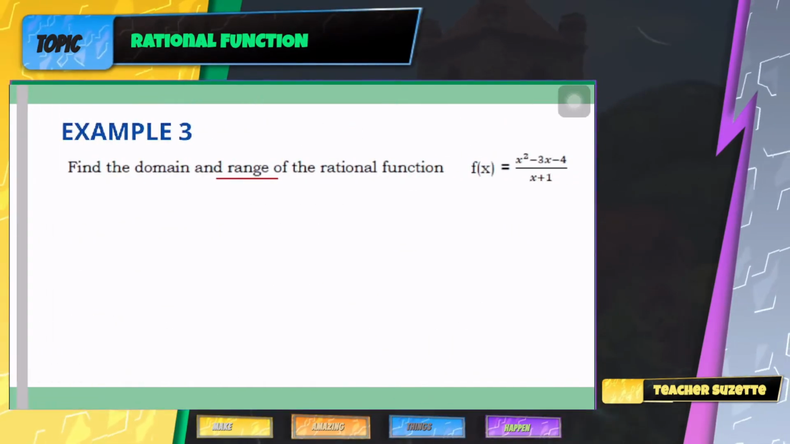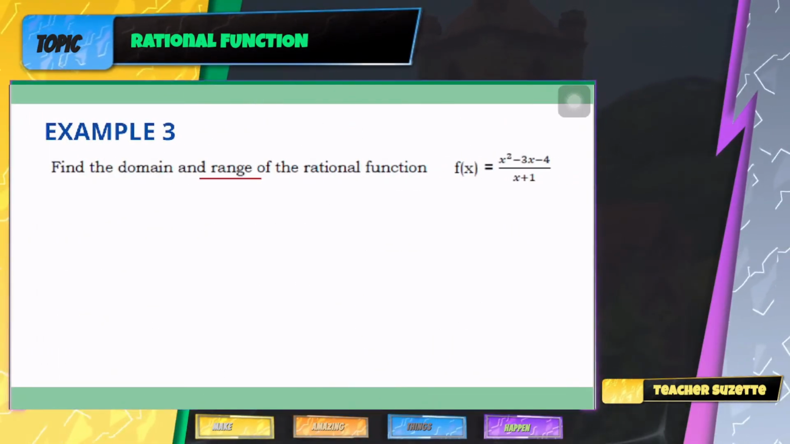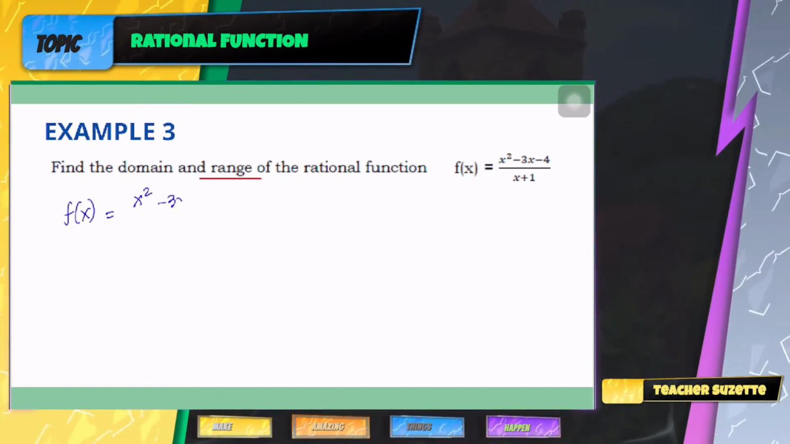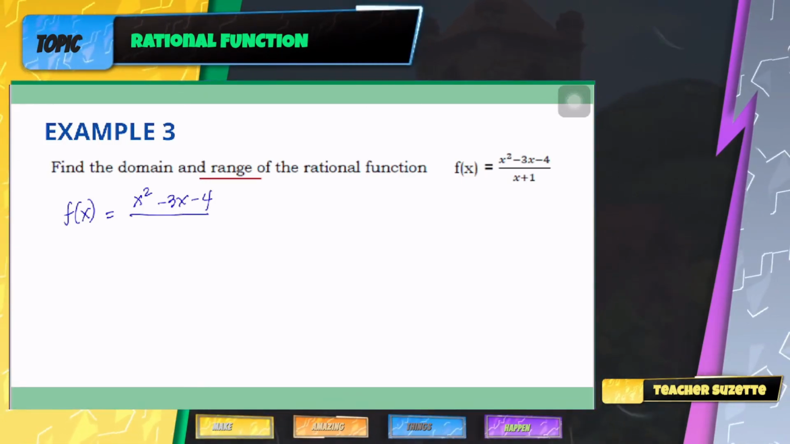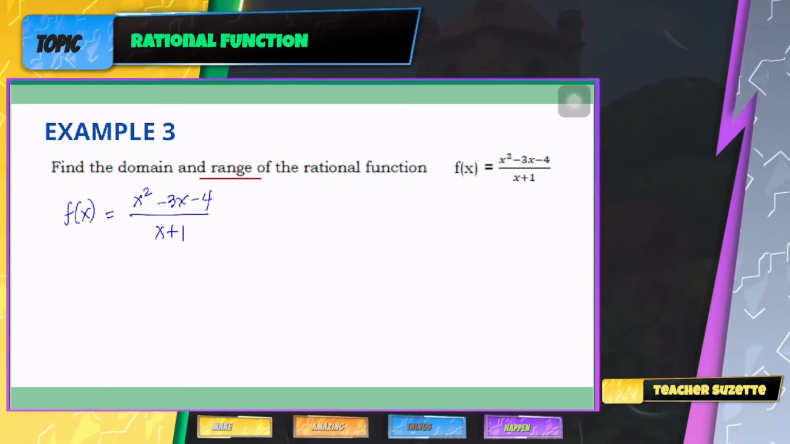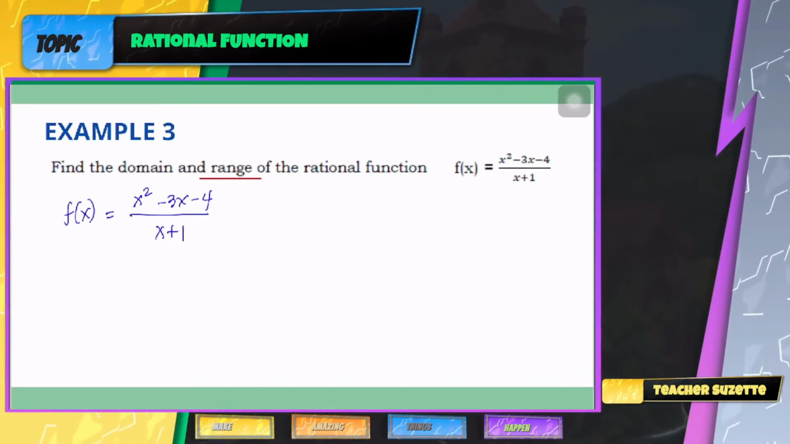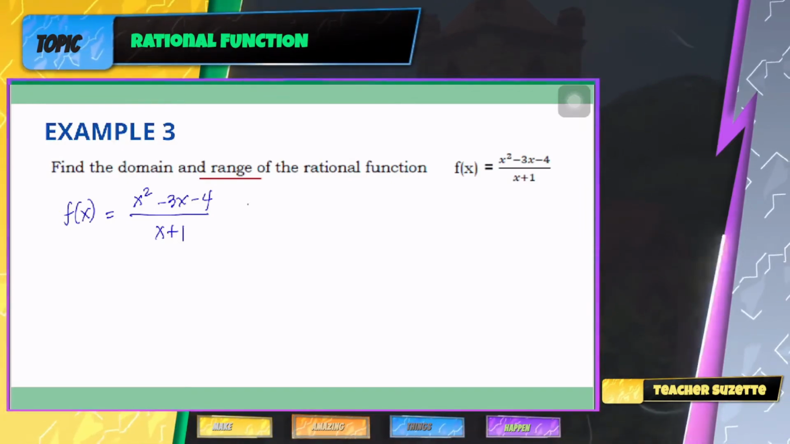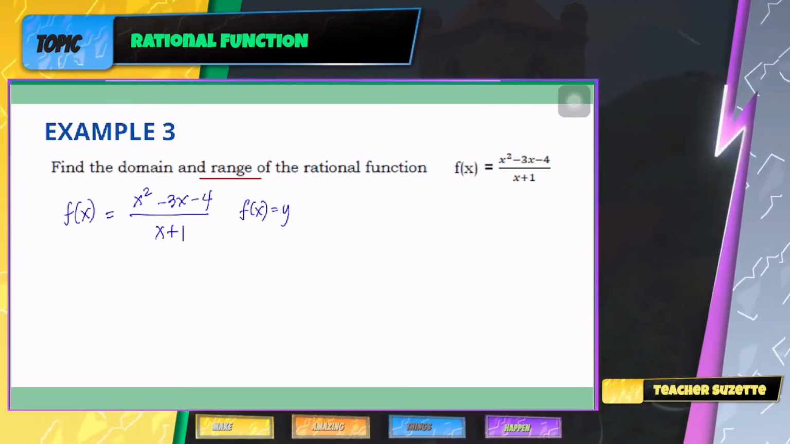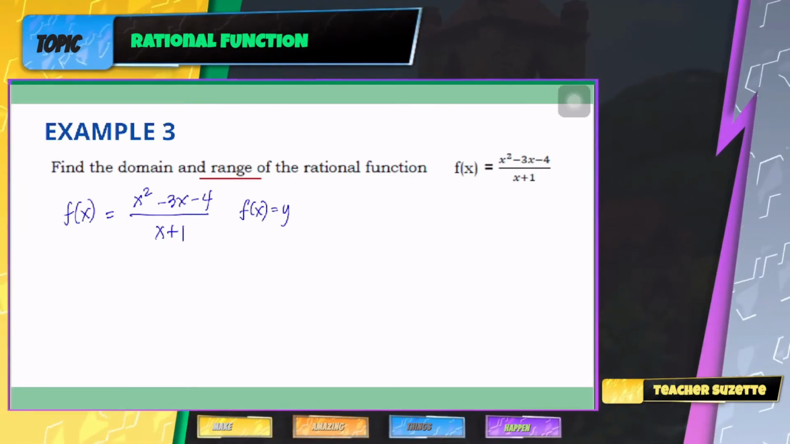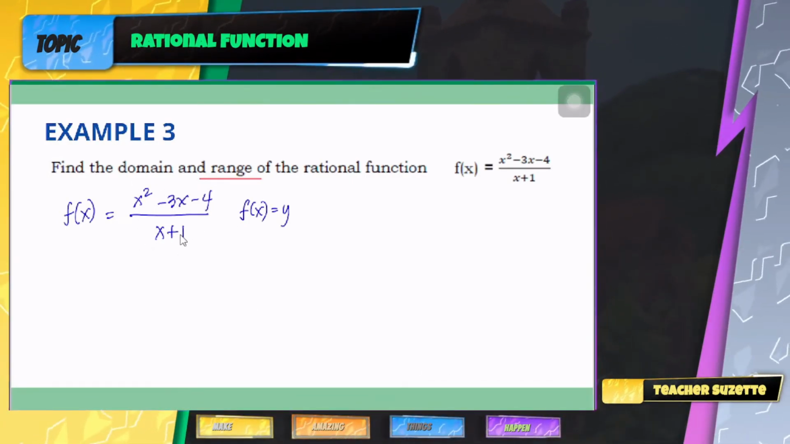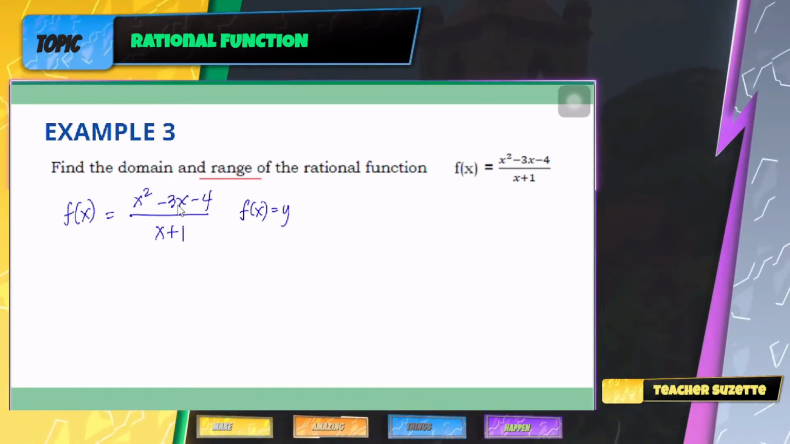Next, let's go to our last example for finding the range. If you have the function f of x is equal to x squared minus 3x minus 4 all over x plus 1. In this example, let's not immediately get the inverse or express it as f of x is equal to y. Because if you look at our function, you can conclude that this polynomial function can still be simplified.